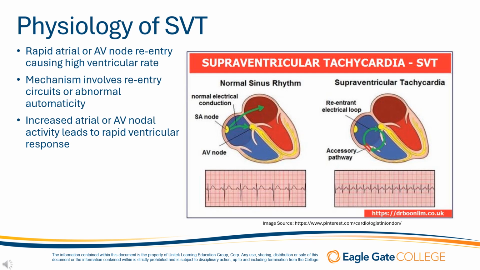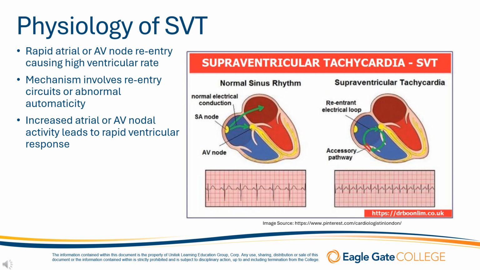The rapid ventricular rate can compromise cardiac output because the ventricles have less time to fill between contractions. This can lead to decreased perfusion to vital organs and symptoms of hemodynamic instability, such as dizziness or hypotension. Recognizing the physiological mechanisms of SVT helps in identifying the condition on an ECG and implementing appropriate treatments.